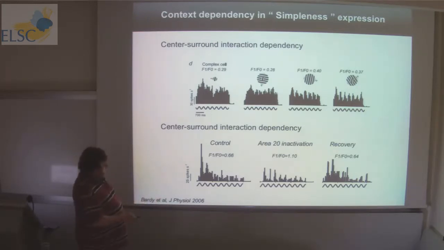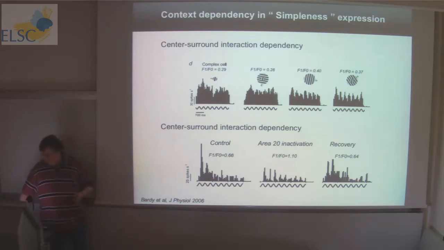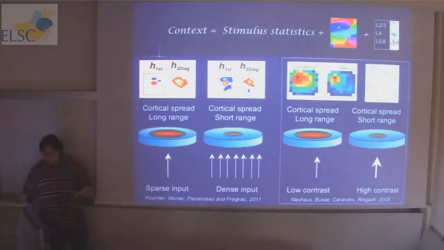Now, here, this is another type of experiment where they inactivated area 20, so higher cortical areas, and when they were inactivating area 20, a cell which would be, let's say, more like complex cells becomes suddenly simple. Okay? So different types of connectivity, lateral connectivity, or feedback connectivity may be involved in these effects.